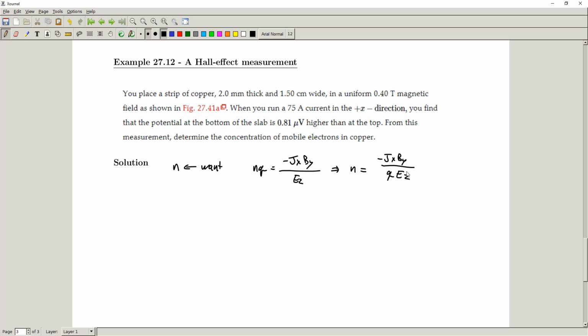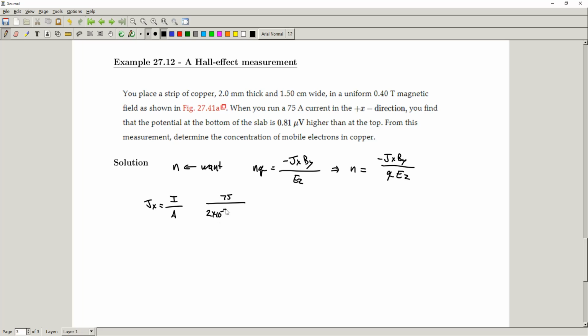Now from the information that we're given, can we calculate everything on the right hand side of this? Well, we can. We know that JX, our current density, is just going to be our current over the area of our conducting slab. So we can do that calculation very quickly. We're going to have 75 amps, our current, over the area of our conducting slab. Well, we have its thickness and its width, so we can do that calculation.